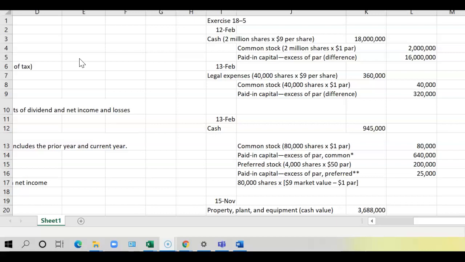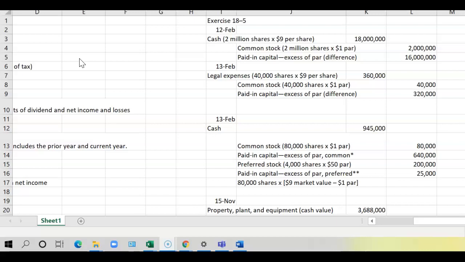The paid in capital, the value of the stock was $9 per share, and 9 times 80,000 would be $720,000. So if you take the 80,000 that is recorded as par and the 640,000, that plus the 80,000 is 720,000, which is the 80,000 times the 9. Or you could also say the excess over par would be 80,000 times 9 minus 1, which would be 80,000 times 8, which is 640,000. So of the 945,000 of cash they received, we've allocated 720,000 to the common stock.